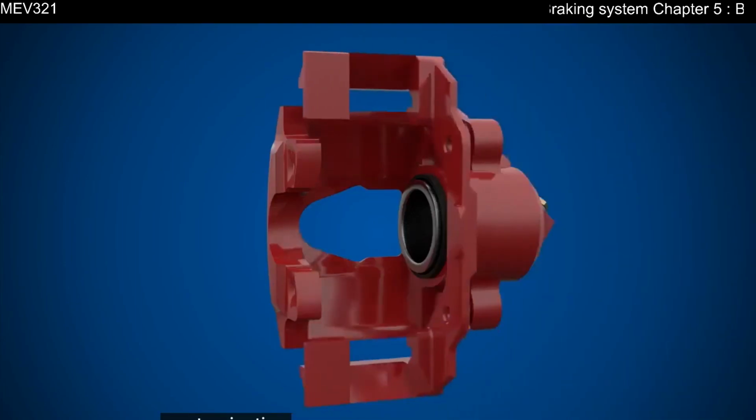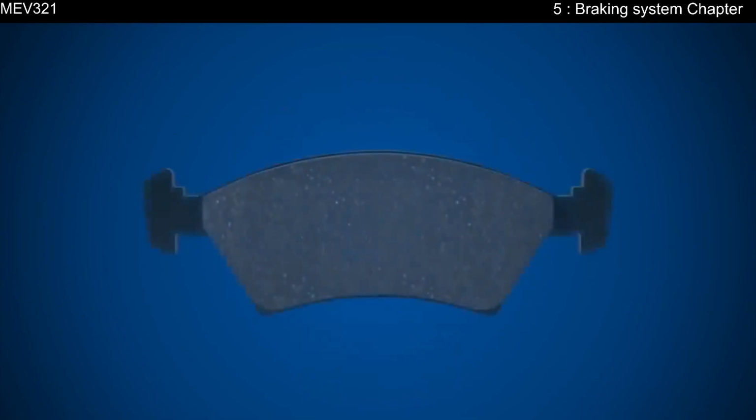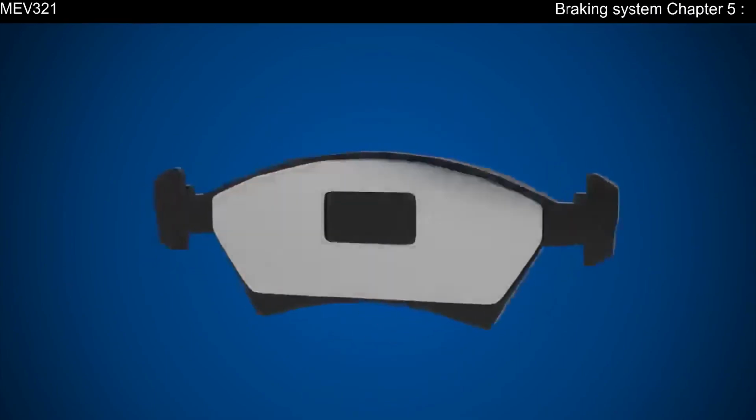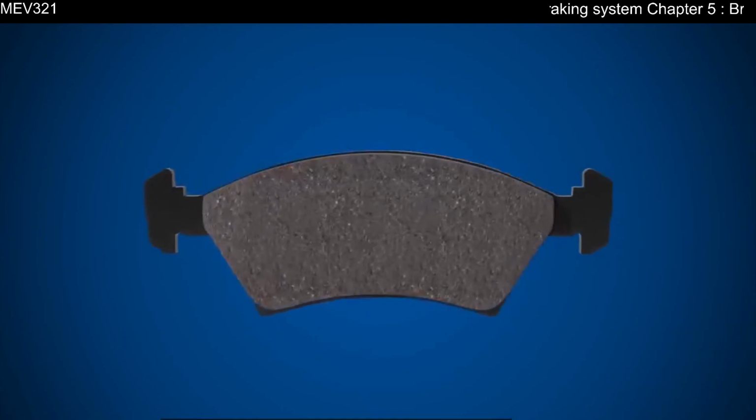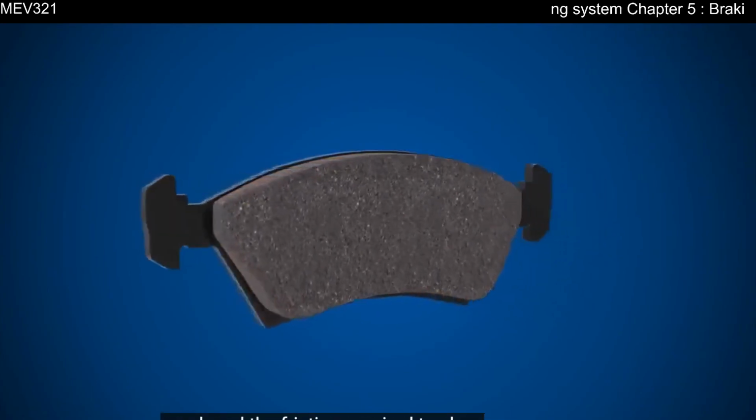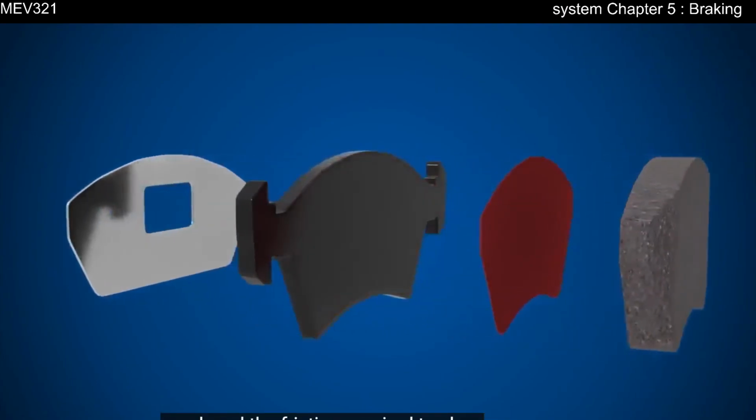Next, we have the carrier, which is a cast metal frame mounted to the vehicle. It holds the brake pads and caliper body. Two slider pins allow the caliper body to slide back and forth as the piston moves. Brake pads squeeze against the brake disc and produce the friction required to slow the vehicle. At the back of the brake pad there is a shim, which is designed to reduce vibration and noise.